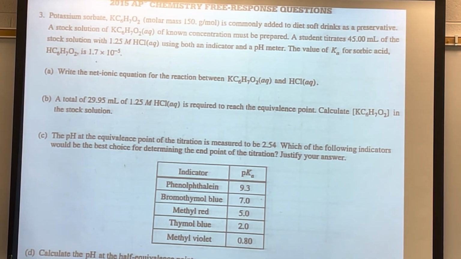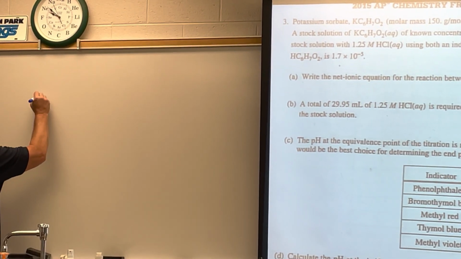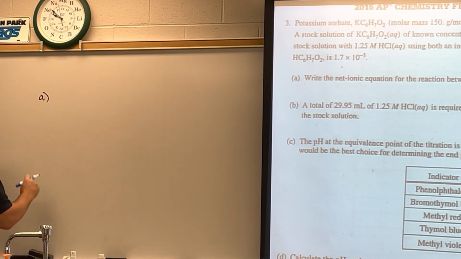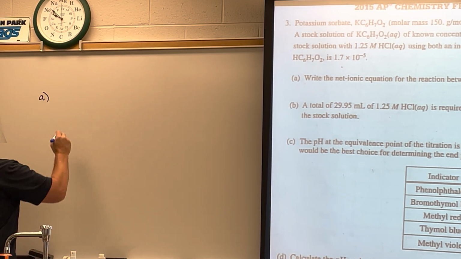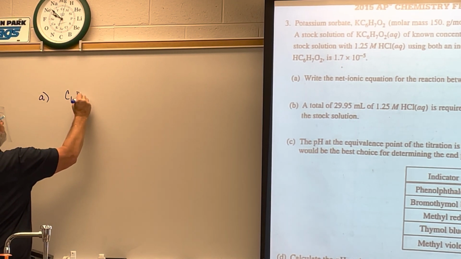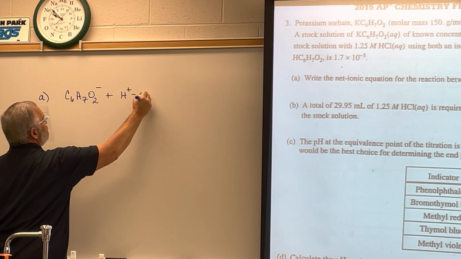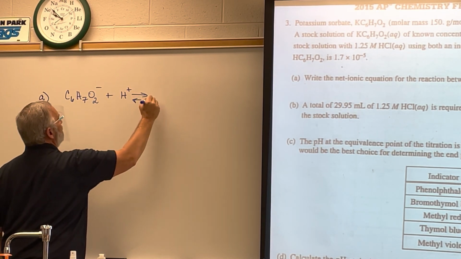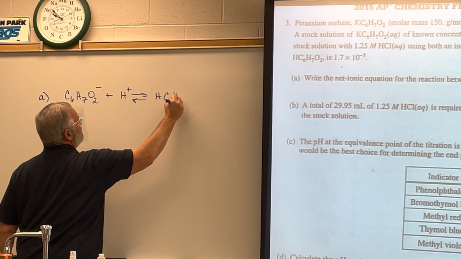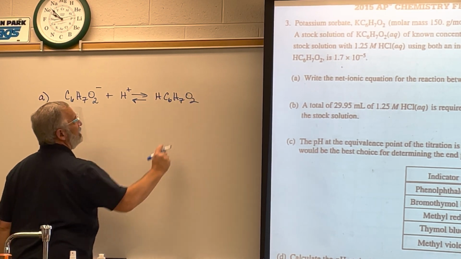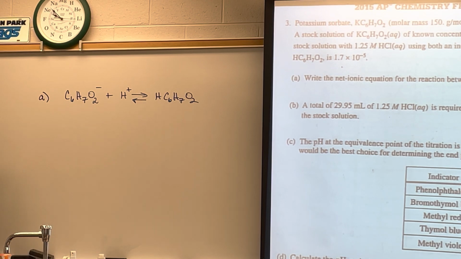So I am simply going to say, what is it? It's complicated. C6H7O2 minus plus H plus goes to HC6H7O2. So that's my net ionic equation. So we got to be able to recognize that we have a salt that's basic. We've already learned how to do that.